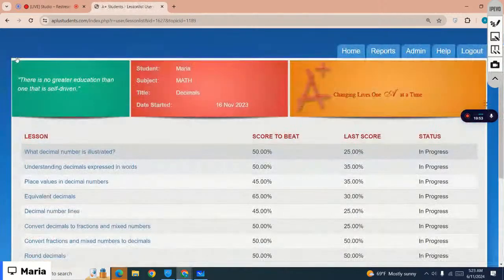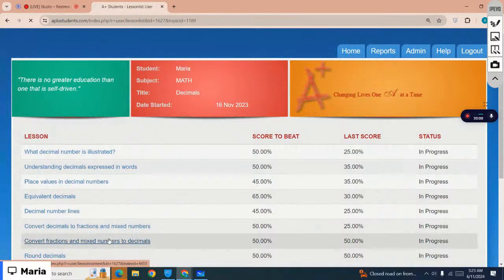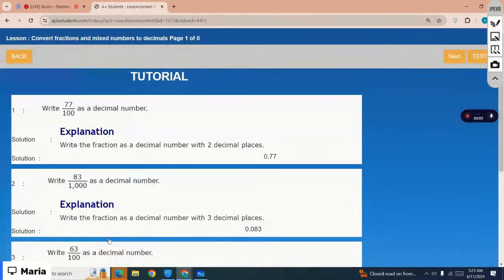And the next lesson is convert fractions and mixed numbers to decimals. Let's just start with the lesson. Now you have to convert from fractions to decimals, right? So you have to just go the opposite way.